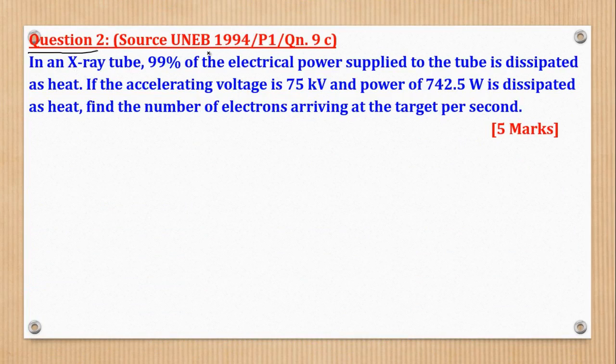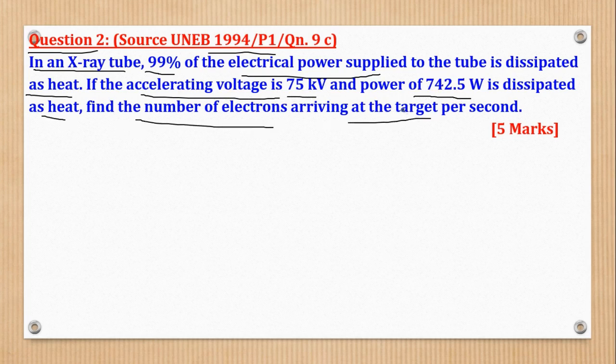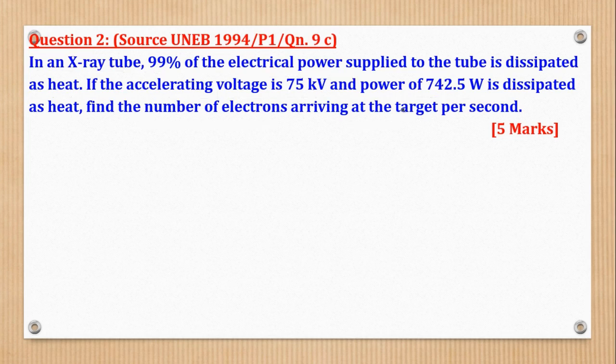Question 2 came from UNEB 1994 paper 1 question 9C, and it says in an X-ray tube 99% of the electrical power supplied to the tube is dissipated as heat. If the accelerating PD is 75 kilovolt and the power of 742.5 watts is dissipated as heat, find the number of electrons arriving at the target per second.